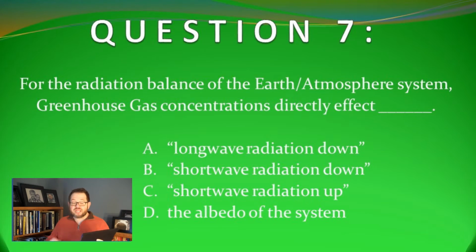Question 7. For the radiation balance of the Earth's atmosphere system, greenhouse gases directly affect: A, the long-wave radiation coming down from the sky; B, the short-wave radiation coming down from the sky; C, the long-wave radiation going up; D, the short-wave radiation going up; or E, the albedo of the system. Now, realistically, if we change the amount of greenhouse gases in the Earth's atmosphere, all these things are probably going to change as we change cloud cover and things like that. But which one is the one that is actually directly caused by the greenhouse gas concentration? Make a choice from those options and get a little feedback before you move on to question 8.